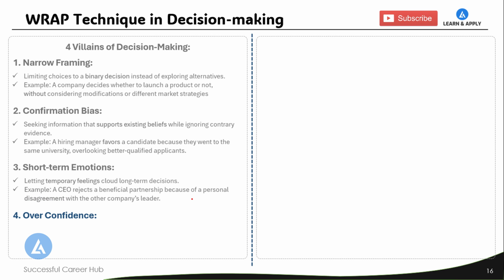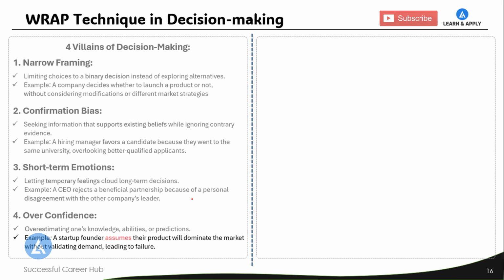And the fourth villain is overconfidence. This is about overestimating one's knowledge, abilities, or predictions. For example, a startup founder assumes their product will dominate the market without validating demand, leading to a failure. Now let's understand how we are going to kill these four villains by using the WRAP technique for decision making.